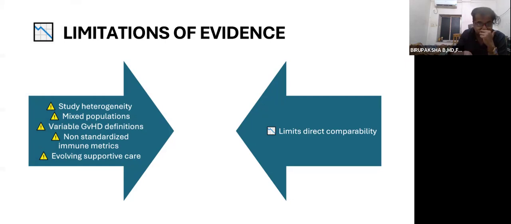Then it goes to mixed populations, of course. Mixed populations. Variable GVHD definitions. The GVHD definition cannot be variable actually. It has got just 2 parts. I've said it, repeating it once again. It's within 100 days, it's acute GVHD.